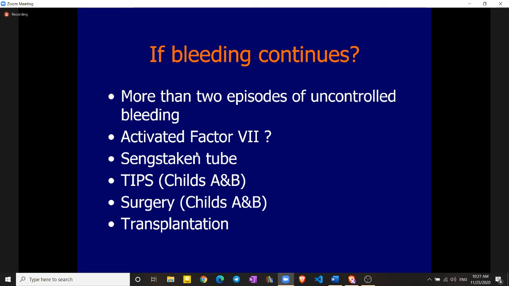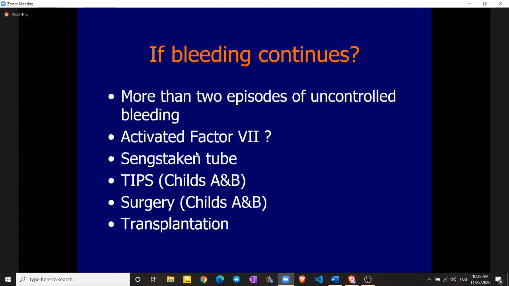What happens if bleeding continues, right? So that is 2 or more uncontrolled episodes of bleeding. So I'll talk about factor 7 last, but Sengstaken Blakemore tube, again available in Ragama. You can have a look at that. Or you can use TIPS. So TIPS, especially if it's Child's A and B, you can use TIPS. Surgery, of course, is very, very unlikely. Transplantation is available. Obviously, that won't be the immediate treatment. But especially if you do, TIPS is a bridge, right?